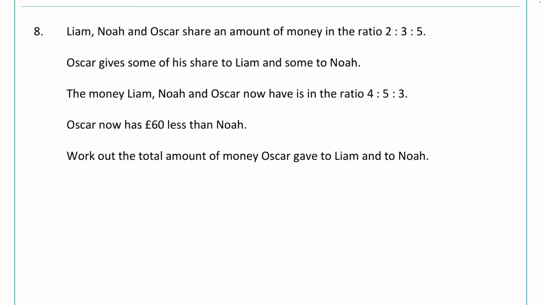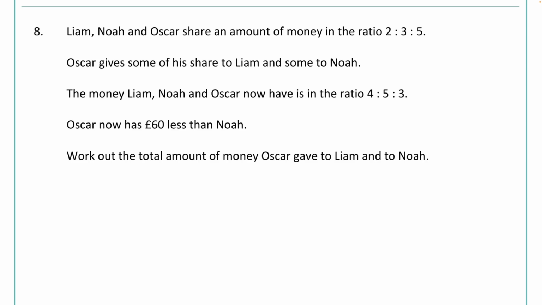Liam, Noah and Oscar share an amount of money in the ratio 2-3-5. Oscar gives some of his share to Liam and some to Noah. The money Liam, Noah and Oscar now have is in the ratio 4-5-3. Oscar now has £60 less than Noah. Work out the total amount of money Oscar gave to Liam and Noah.